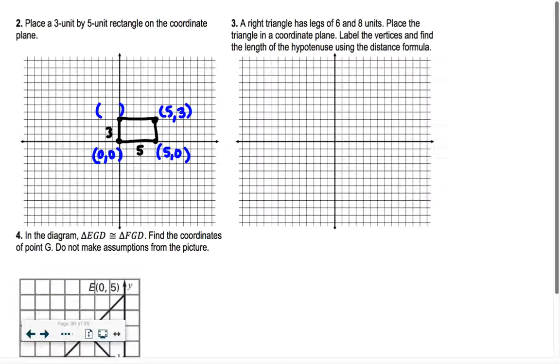5, 5, 3. We only went up 3. Yep. And then left? 0, 3. 0, 3. Perfect. Redemption. Yes, redemption. Yes. All right. Does that make sense?